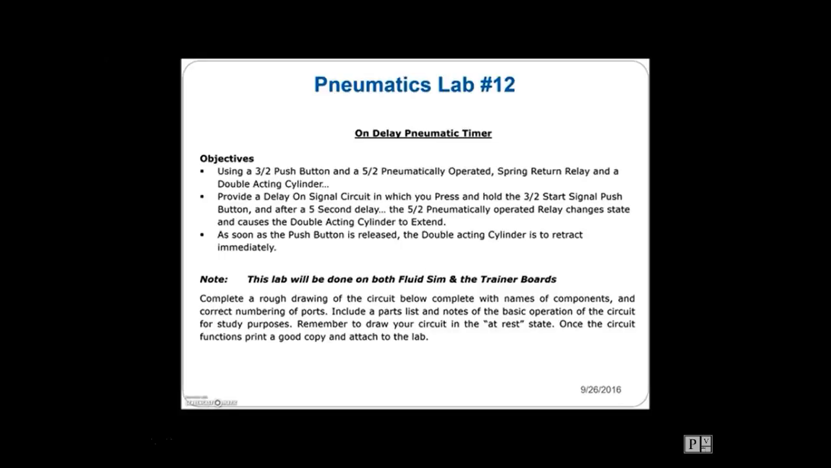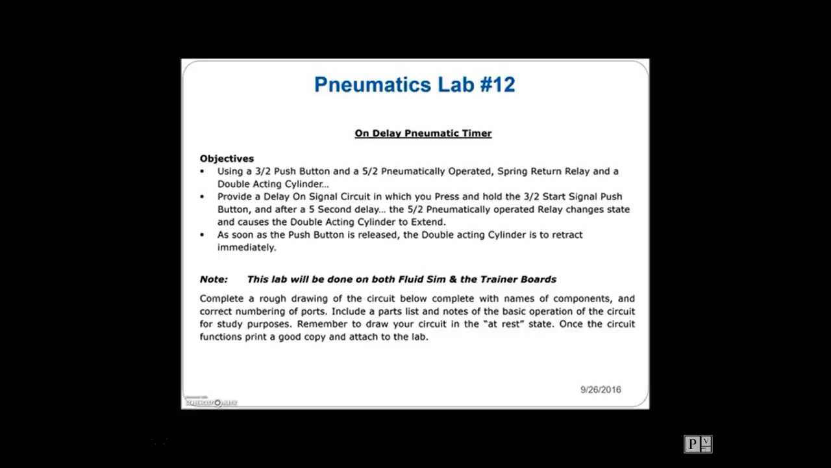Okay, let's take a look at the circuit and what we're being asked to do. Use a 3-2 push button and a 5-2 pneumatically operated spring return relay and a double acting cylinder. Okay, so push button controls a 5-2 pneumatically operated relay, and that relay then controls our double acting cylinder. Provide a delay on signal circuit in which you press and hold your 3-2 push button, and then after a 5-second delay, the 5-2 relay is going to change state. When the 5-2 changes state, the double acting cylinder is going to extend. As soon as you let go of the push button, the double acting cylinder is going to retract immediately. So it's exactly the same as an on delay timer.